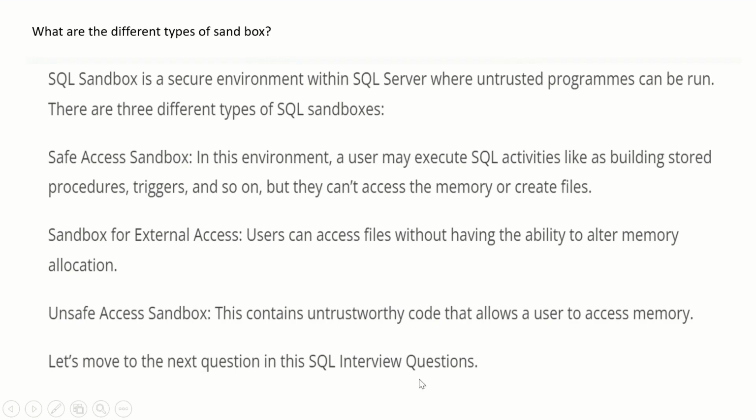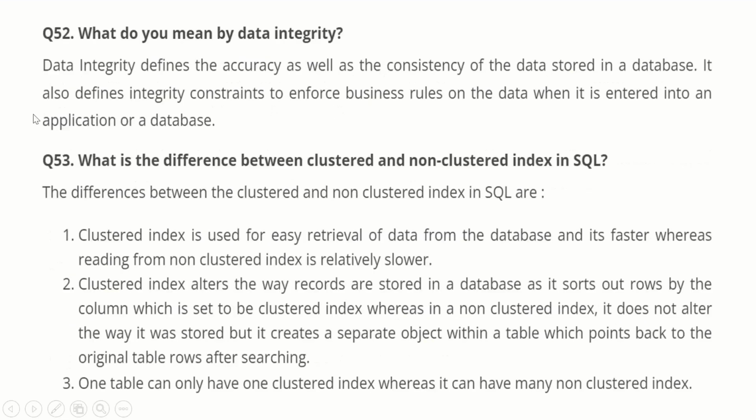Let's move to the next question. So, what do you mean by data integrity? Data integrity defines the accuracy as well as consistency of data stored in a database. It also defines integrity constraints to enforce business rules on the data when it is entered into an application or database.